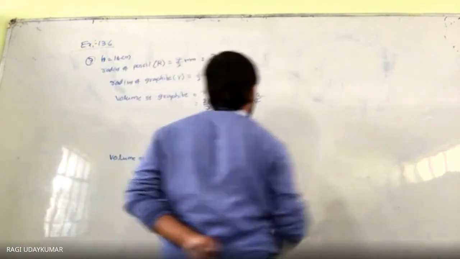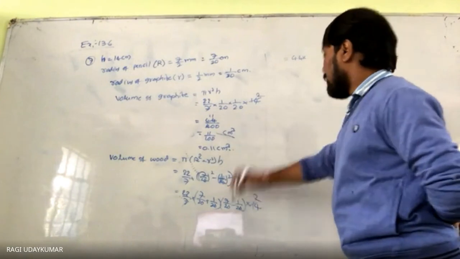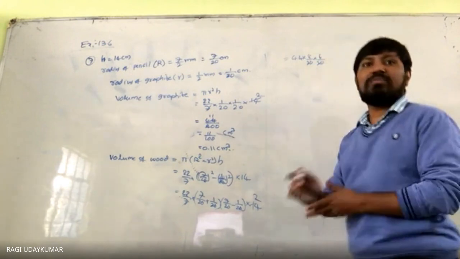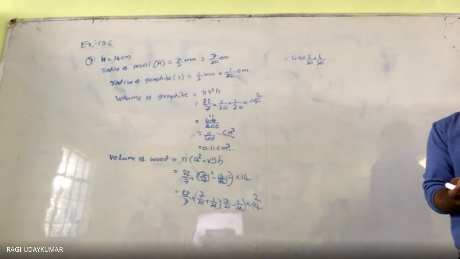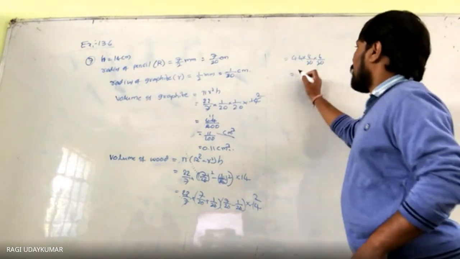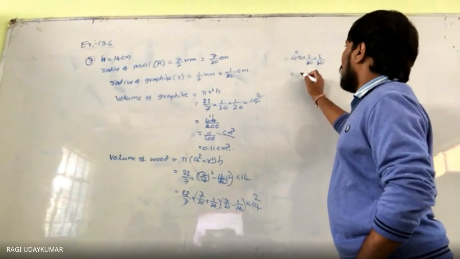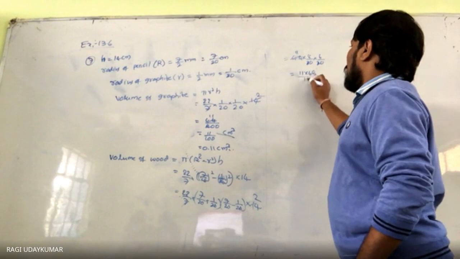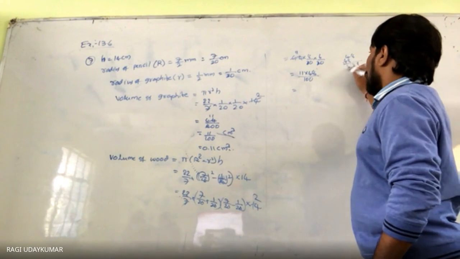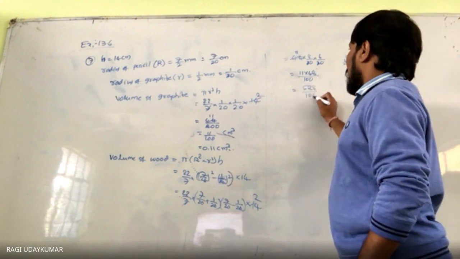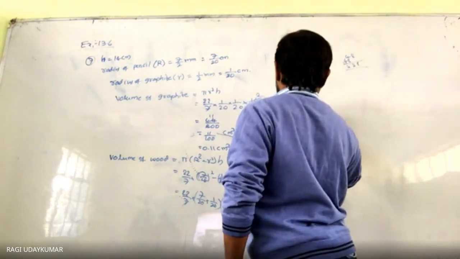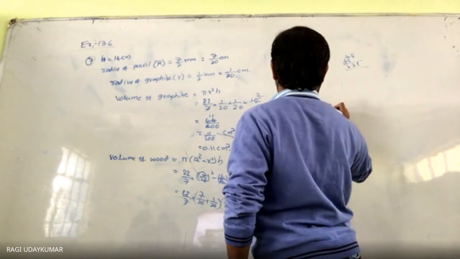So we get 44 into 8 by 20 into 6 by 20, using the formula a plus b into a minus b. Simplify this. 44 divided by 4 is 11, so 11 into 48 by 100. That is 528 by 100, which is 5.28 centimeter cube. That's done.